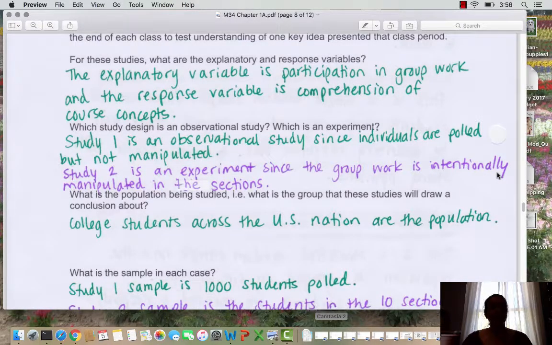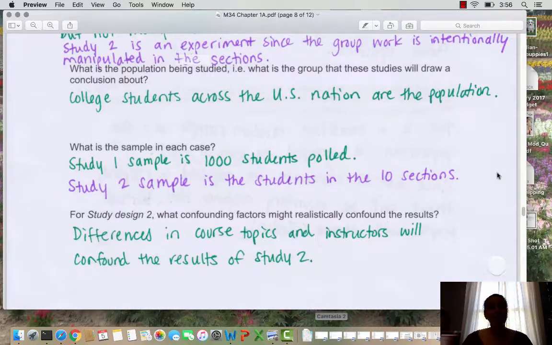So which of these studies is the observational study and which is an experiment? Study 1 is an observational study since the individuals are polled, but they're not manipulated and the courses aren't changed in any way. Study 2 is an experiment since the group work is intentionally manipulated into the sections. So depending on which section the students are in, they're somehow manipulated into using group work or not. The population is college students across the U.S. nation.